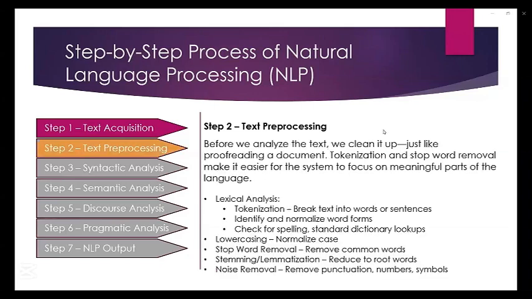So the second step is before we analyze this text, we should clean it up, right? Just like proofreading a document. Then we do some other subtasks under this task, right? Tokenization and removing stop words. Likewise, we do some subtasks, right? I have listed some of the subtasks here, but in a practical scenario, we might follow either one or maybe all.